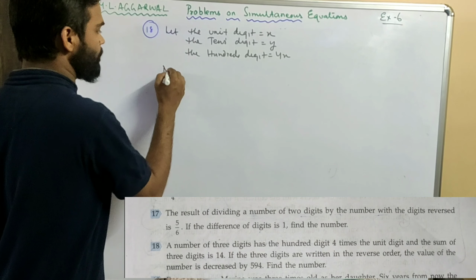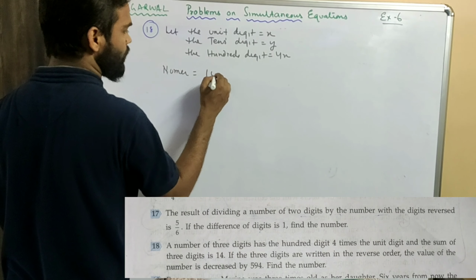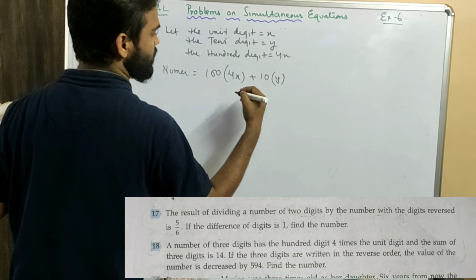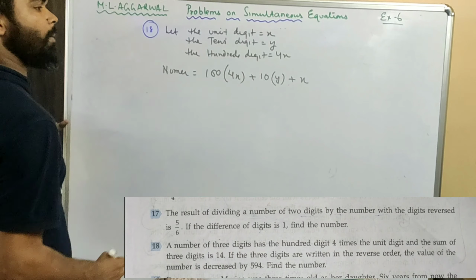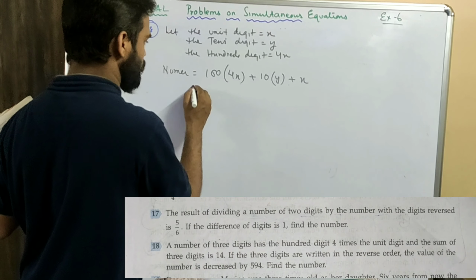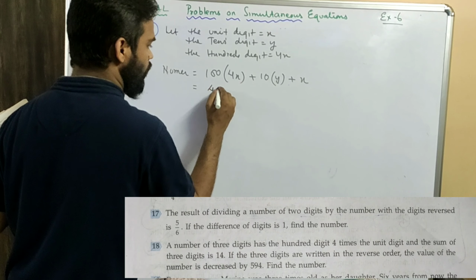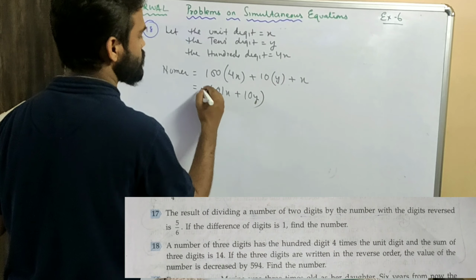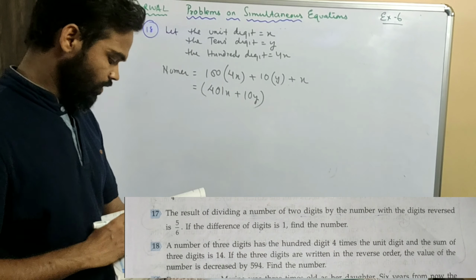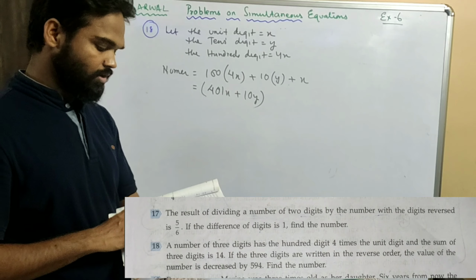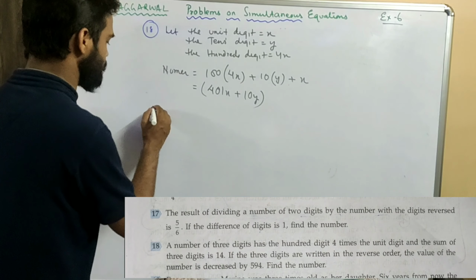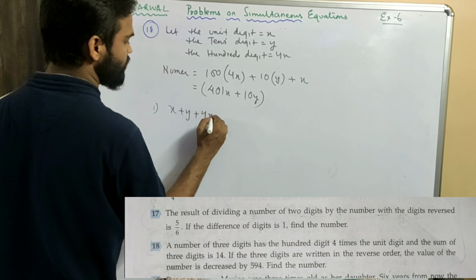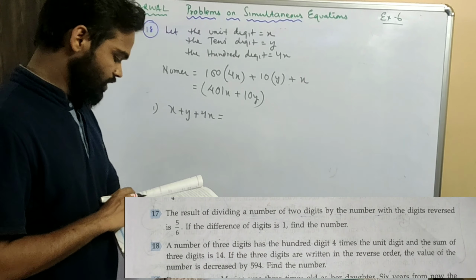Okay. Now the number will be 100 multiplied by the hundreds digit plus 10 multiplied by the tens digit plus the unit digit. This is your number. Which is equal to how much? This is 400x plus x, 401x plus 10y. This is your original number. Now we'll do the sum. A number of 3 digits has the hundreds digit 4 times the unit digit and the sum of the 3 digits, which means if you add all this, x plus y plus 4x, you get how much? You get 14.